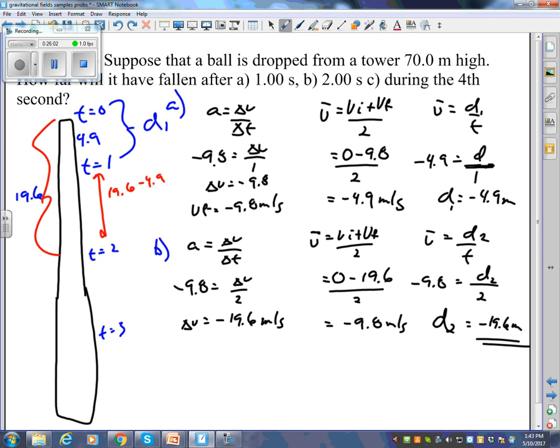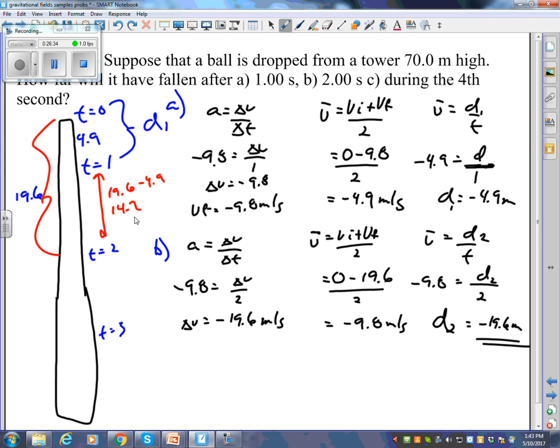14.7. It moved 14.7 meters between 1 and 2 seconds, which we would call the second. The first second is between 0 and 1. The second is between 1 and 2, and that's 14.7.